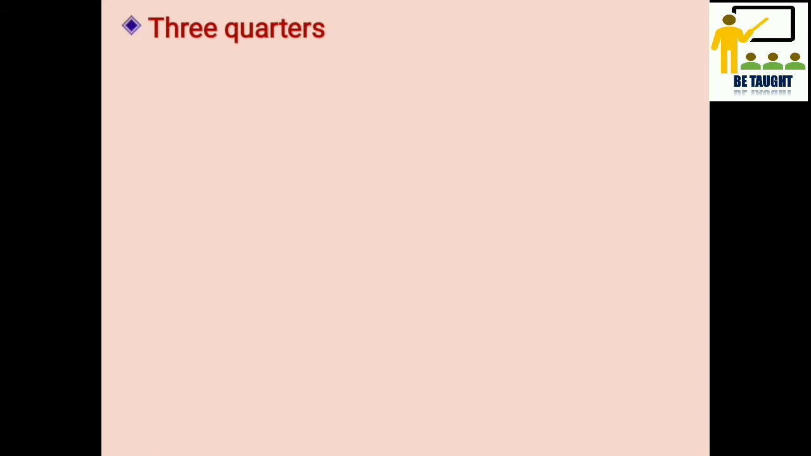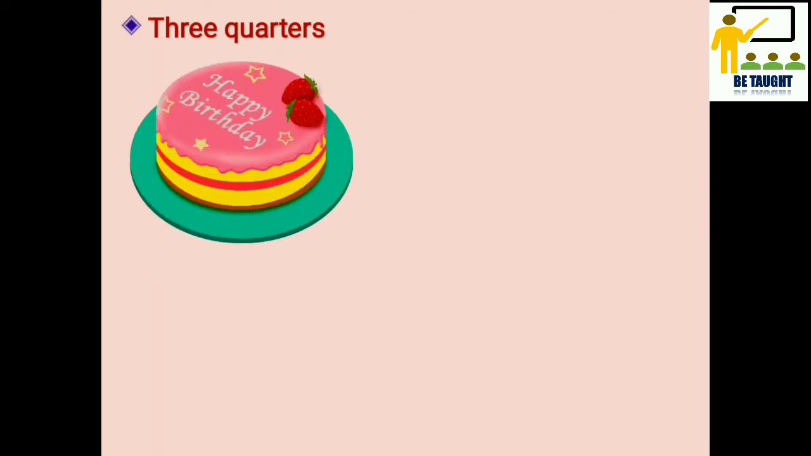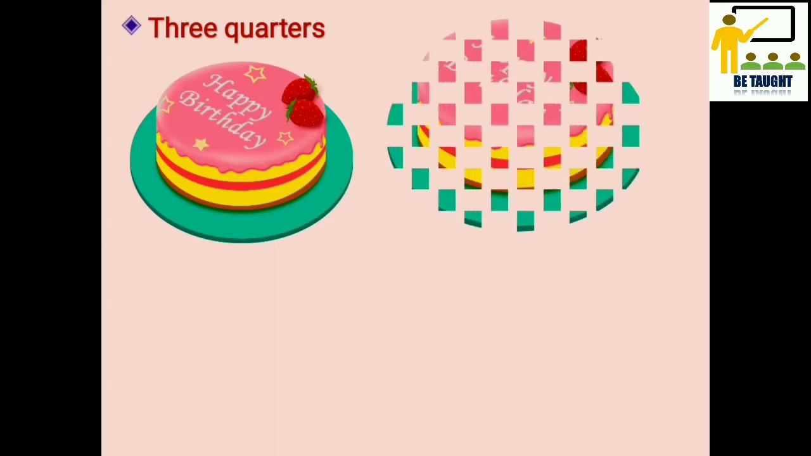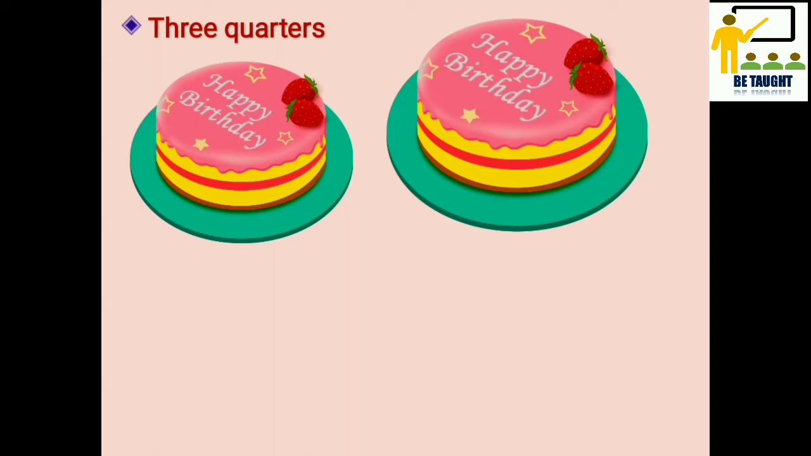3/4. 3 children bought a cake and asked their grandfather to divide it equally among the 4 of them, including himself. Grandfather divided the cake into 4 equal pieces. Each piece is 1/4 of the cake. Grandfather gave Raju, Rani and Pinky 1/4 each and kept the last quarter for himself.